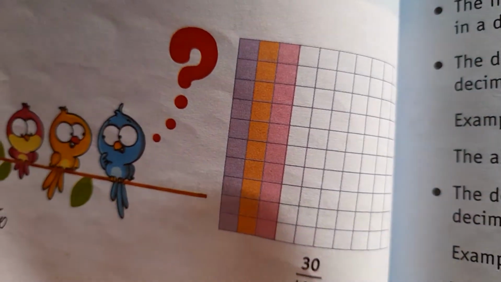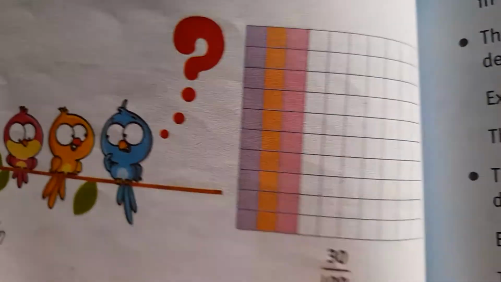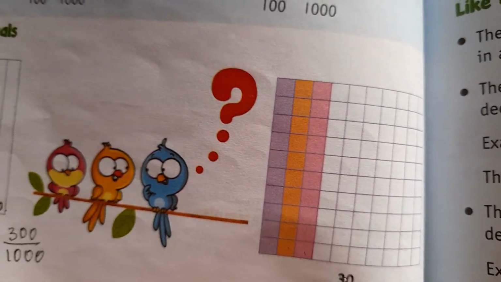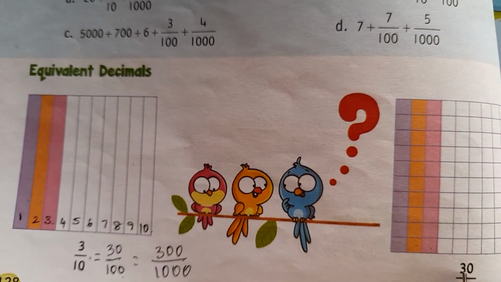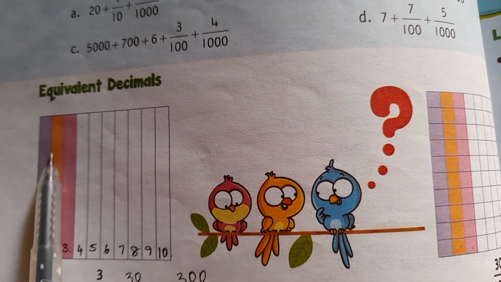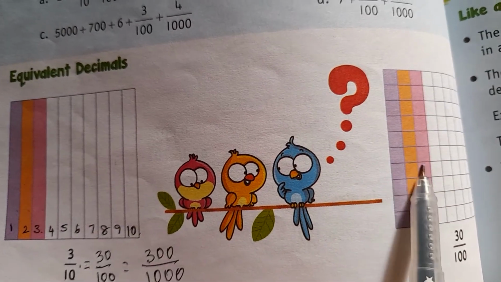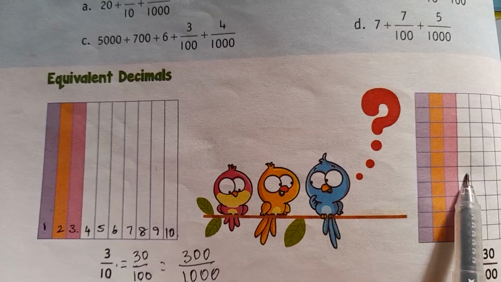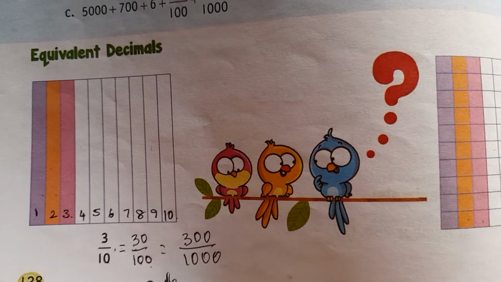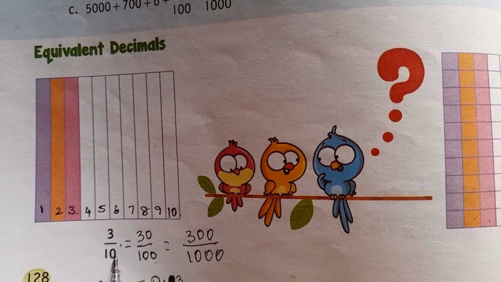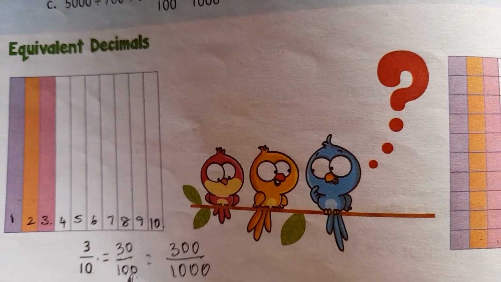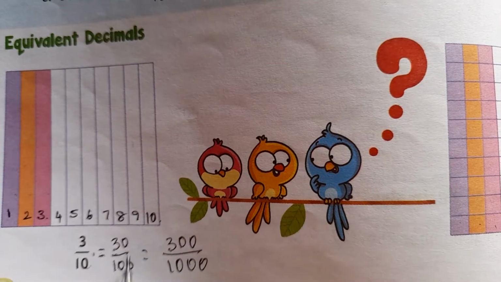And the same if we take in these 100 boxes, 30 are colored. See the area, see the space. You can see that in both the cases only 3 strips are colored. Can you able to see? So while comparison we can say that 3 by 10 is equal to 30 by 100.